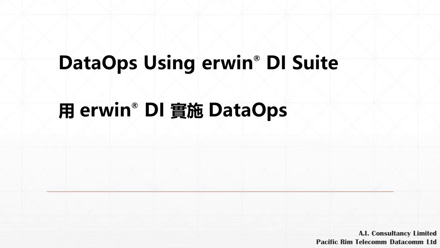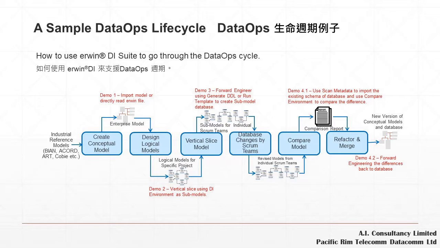In the second part of the demonstration, I will use Erwin Data Intelligence Suite to run through the same DataOps lifecycle which you have just seen using Data Modeler. Although Data Intelligence Suite can do almost all the forward and reverse engineering like Data Modeler, the usage style and benefits are quite different. I will explain such difference and use case after the demonstration.